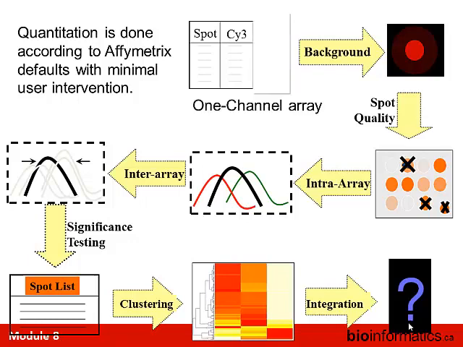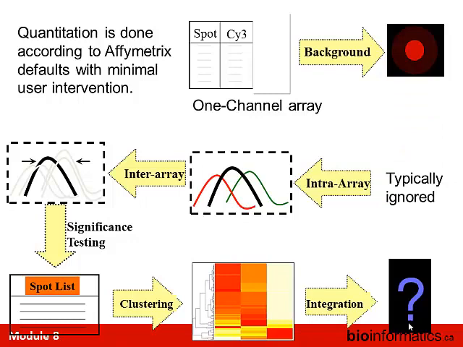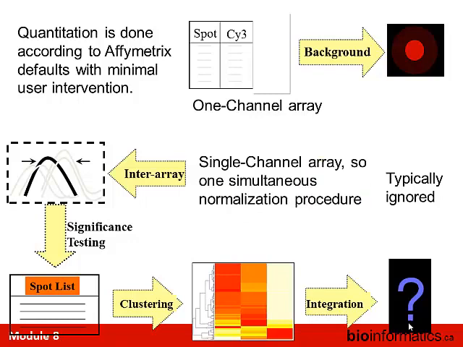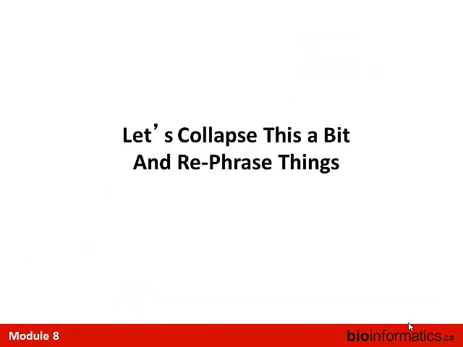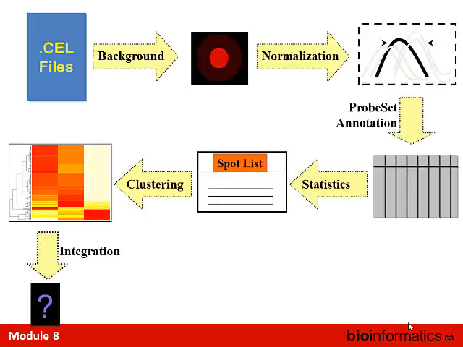It's a one-channel array. Only a single sample is on each array, so there's no Cy3, Cy5. There's just a single fluorescent label. As with everything else, we basically ignore spot quality. So we have a couple of normalizations. Typically, Affymetrix arrays will do a simultaneous normalization that attempts to account for both inter- and intra-array variability.